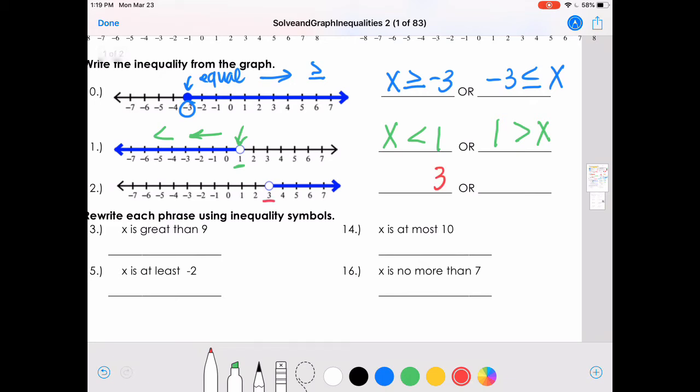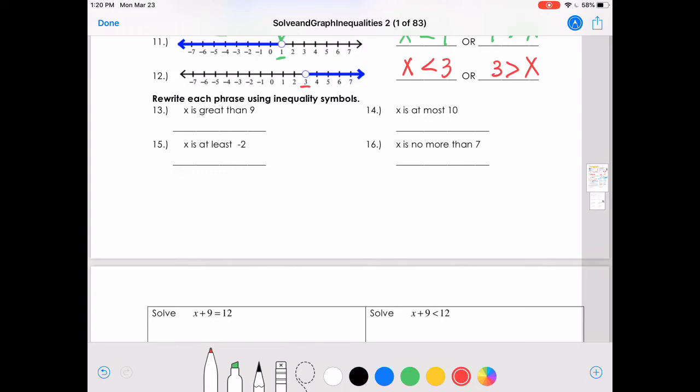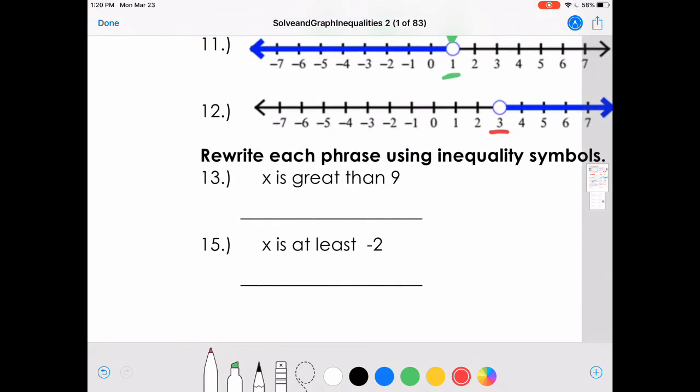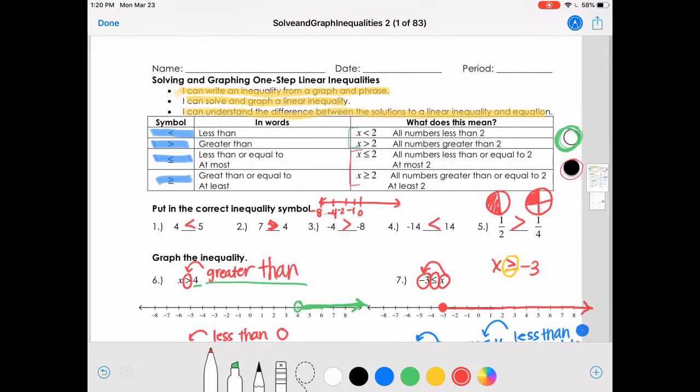All right, for the next one, you're going to do the same thing. The number is 3. I know my inequality is X, and for this one, I put X is less than 3, but that's not right. It should be X is greater than 3. That's my bad. So it should be X is greater than 3, and then the other one should be 3 is less than X.